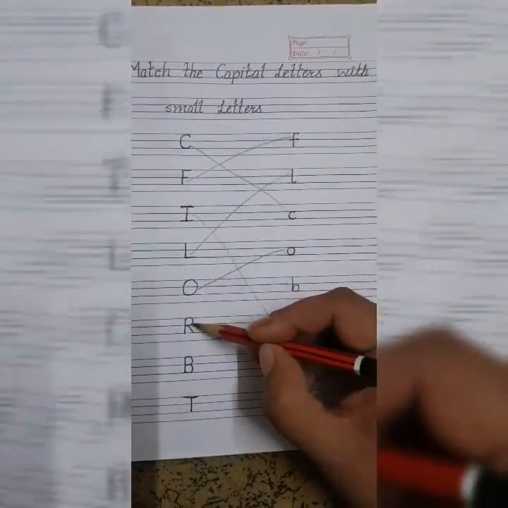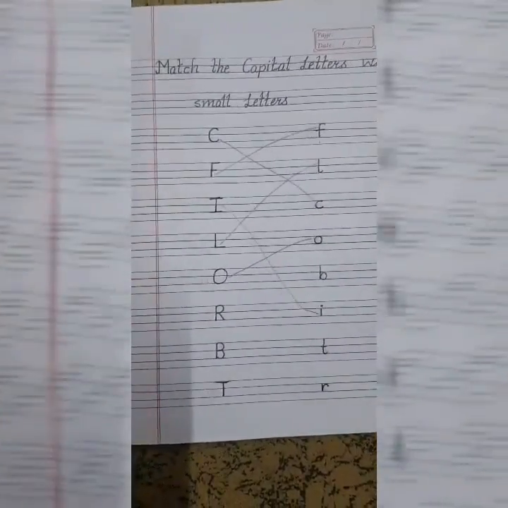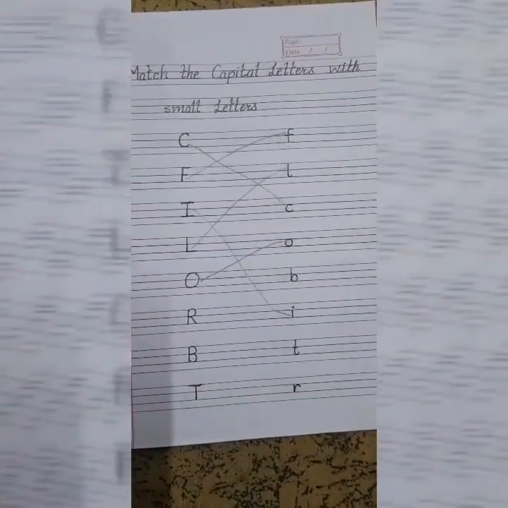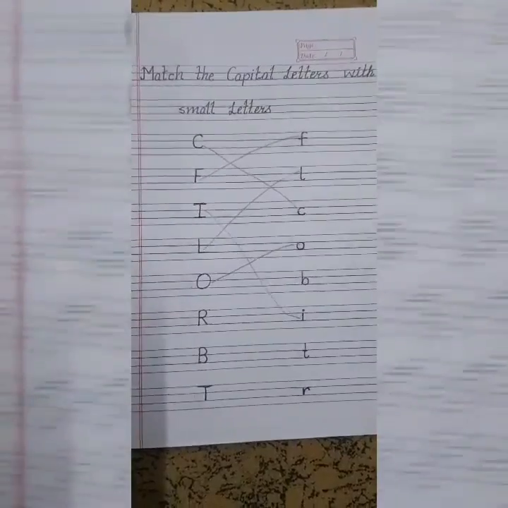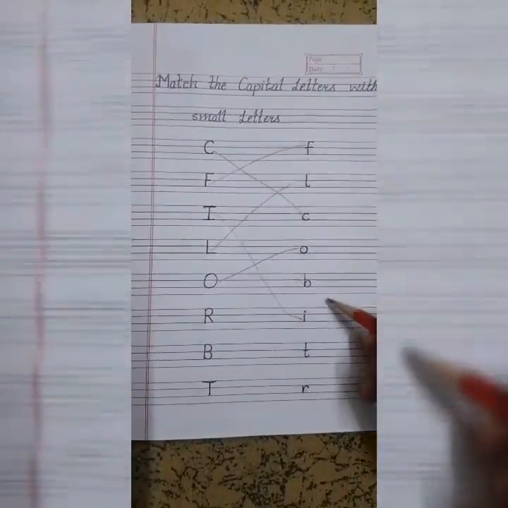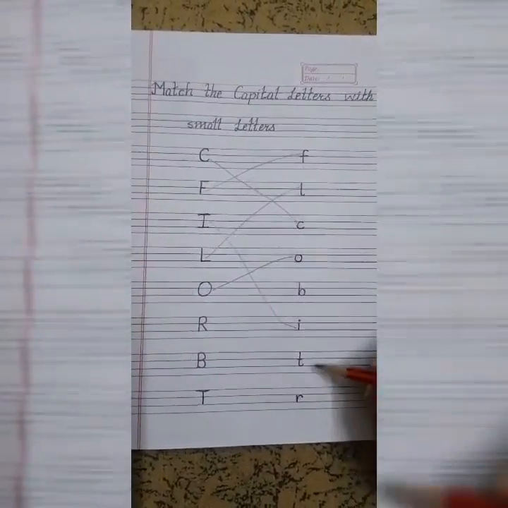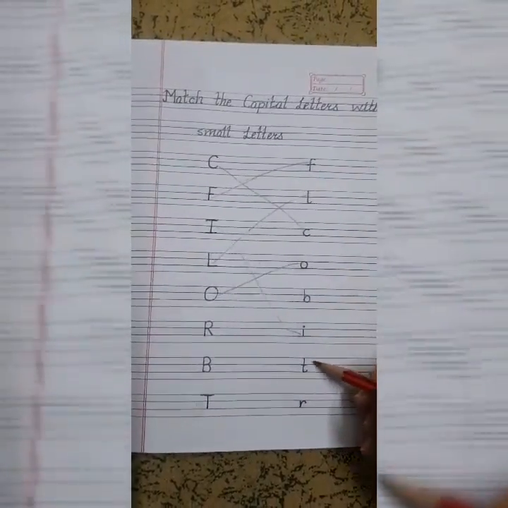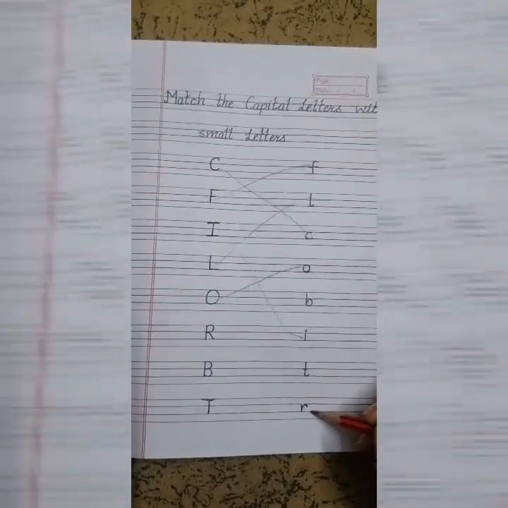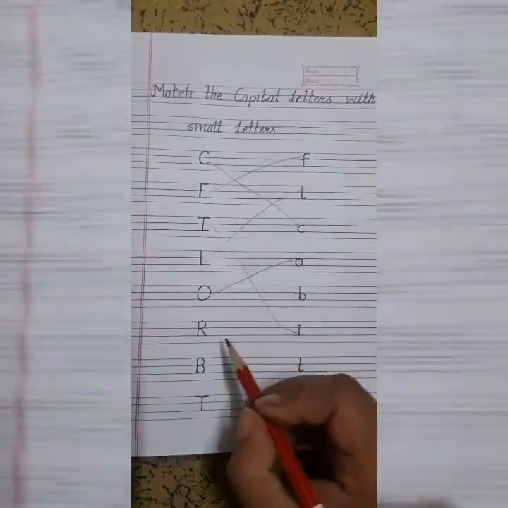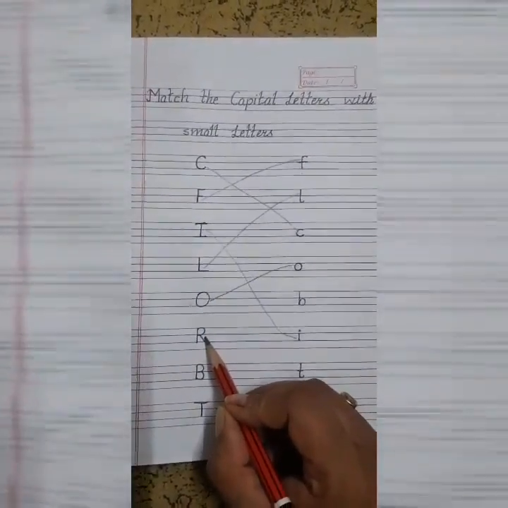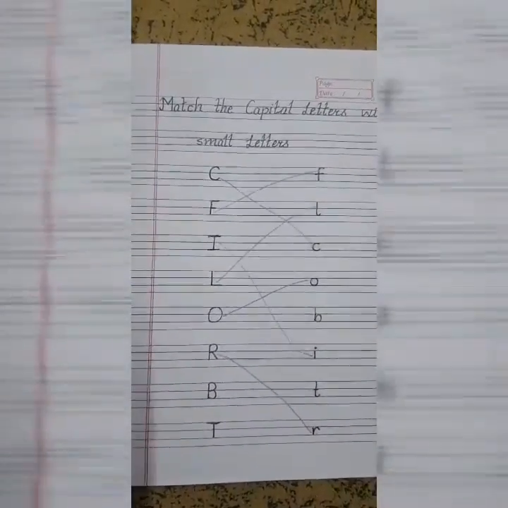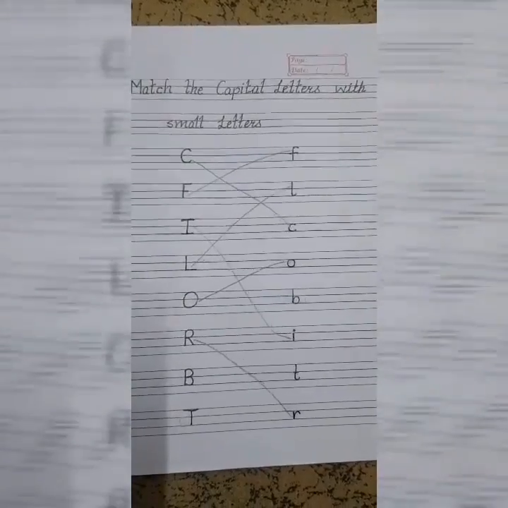Like this. Our next letter is letter R. R sound R. Now, find out the small case letter R. Is it? Yes? Very good. So, we will match capital letter R with small case letter R.